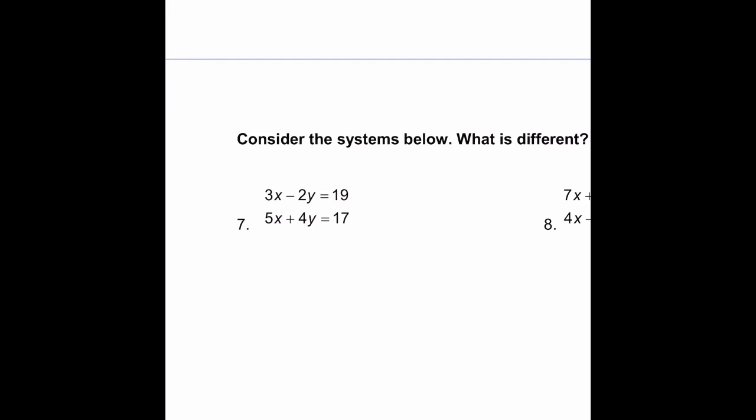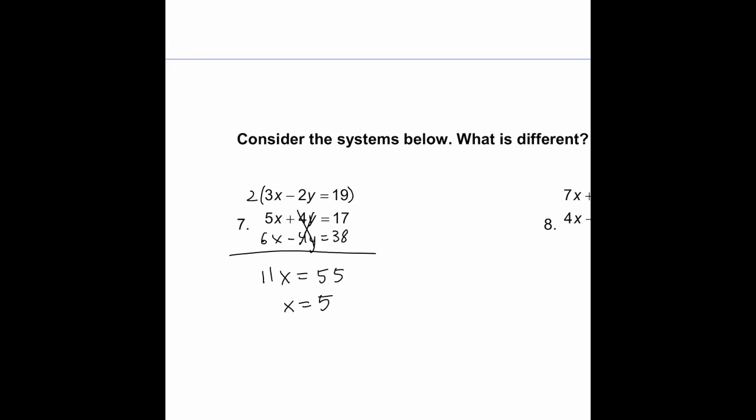So I'm going to look at 3 and 5 and 2 and 4 and see the relationship. And I see that 2 and 4, well, if I multiplied by 2 here, which makes 6x and minus 4y is equal to 38, now I am able to cancel the 4y's out. So that makes 11x is equal to 55, x would equal 5.